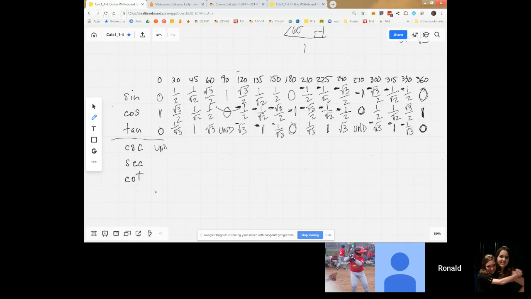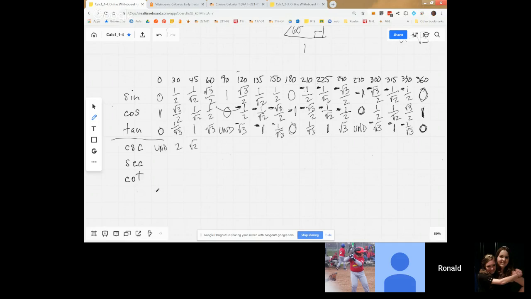So we have to say undefined. Reciprocal of 1/2. Reciprocal of square root of 2. Now here again, if you said square root of 2 over 2, then you're going to have 2 over the square root of, you know what I mean? You're going to use a different answer here.